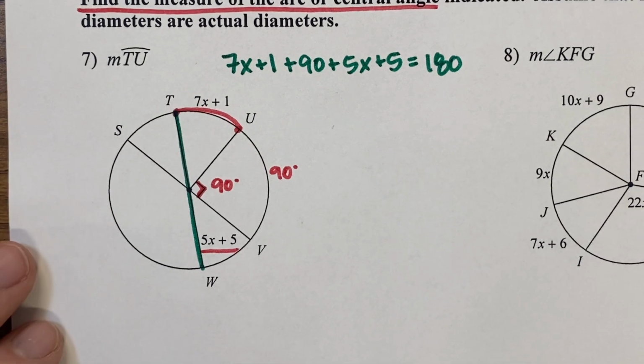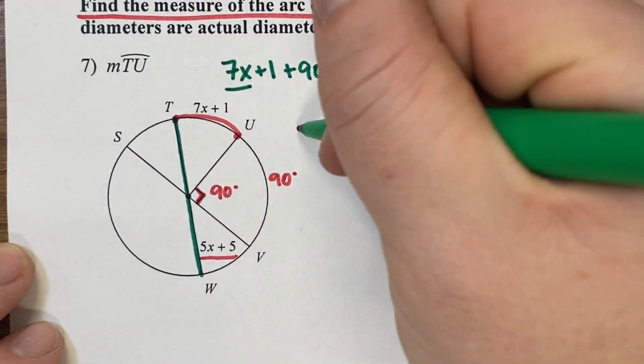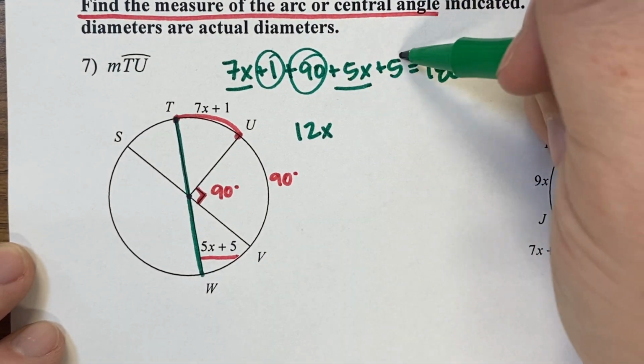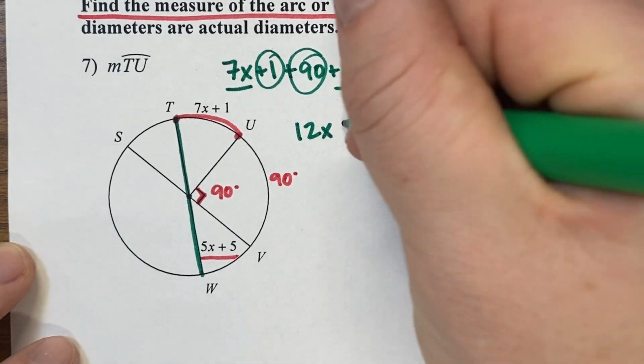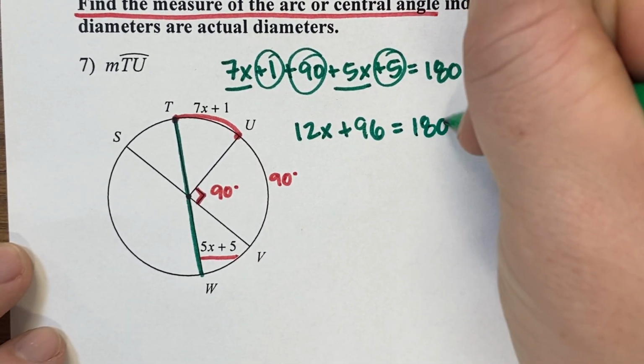Okay, combine like terms, just like we've been doing. So I see 7x plus 5x, that's going to give me 12x. Then I have 1 plus 90 plus 5, it's going to give me plus 96, and it all still equals 180.